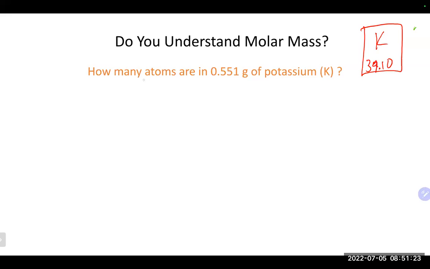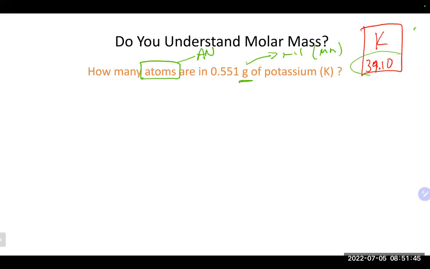So in this case, we are looking for atoms. That's a key word telling us that we do need to use Avogadro's number. We are starting with grams though, so we need to get to moles, because that's what Avogadro's number uses. That would be our molar mass that we need to do that from. So that's where we'll start.